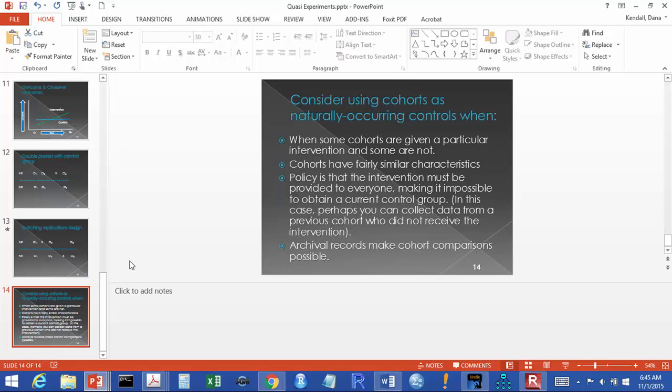And finally, archival records. If the org, I should say, has archival data and you have access to that, then definitely consider using that for cohort comparisons.